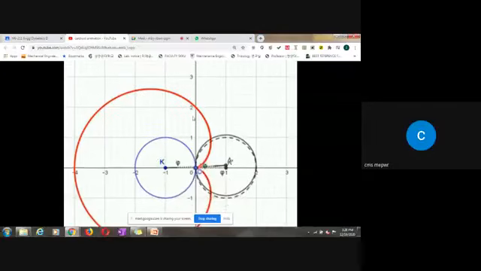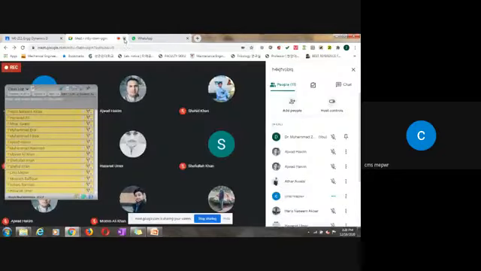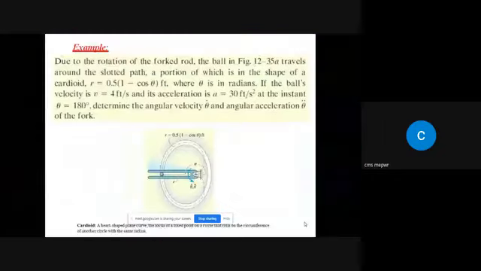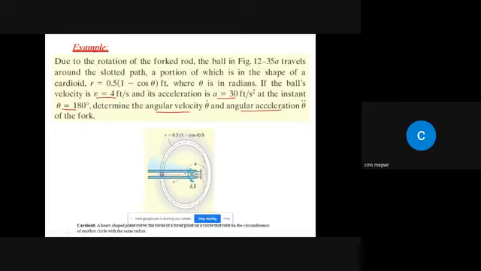Okay, so this is the one that we have in the question. It is almost similar to this one. Now we are having r, and what they are asking: if a is equal to 30 feet per second square and v is equal to 4 feet per second, if the ball velocity is 4 feet per second, and the acceleration is 30 feet per second square, at the instant theta is equal to 180 degrees, what we need to find out is the angular velocity and the angular acceleration.